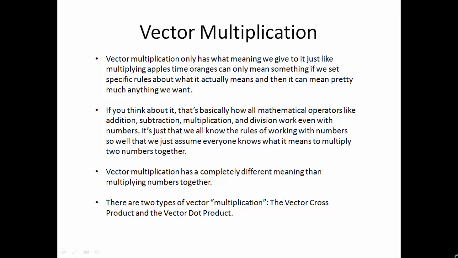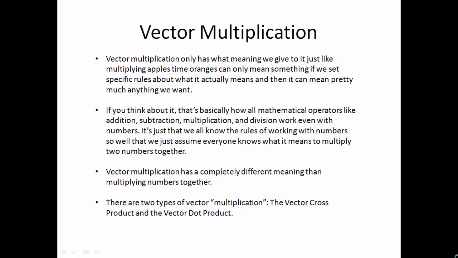Vector multiplication has a completely different meaning than multiplying numbers together. There are two types of vector multiplication: vector cross products and vector dot products. So vector multiplication tends to blow people's minds and cause people to drop out of trigonometry class and never approach mathematics or game programming ever again. It's not really that scary. It's not really that bad.